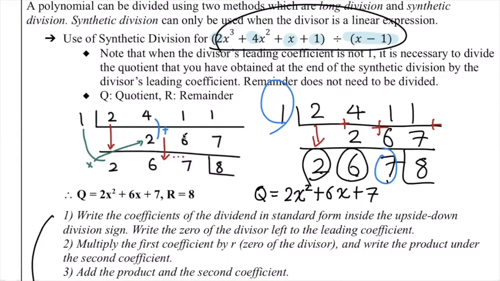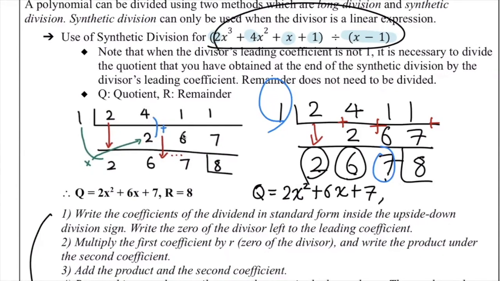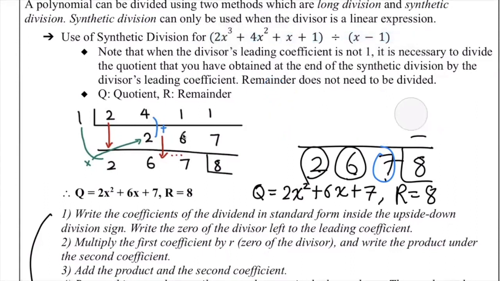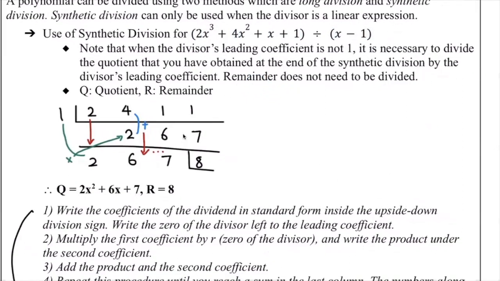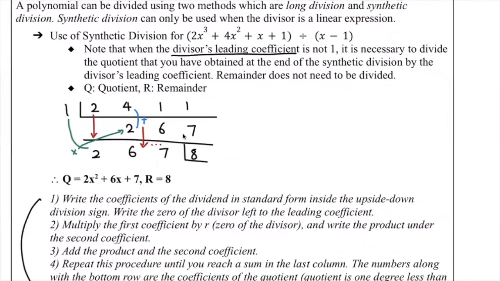Now, what does this fourth number indicate? This essentially indicates the remainder. So by doing synthetic division, we can find the quotient and remainder in a really easy manner. There's one thing you have to note. If the divisor's leading coefficient is not 1, it is necessary to divide the quotient that you have obtained at the end of synthetic division by the divisor's leading coefficient.